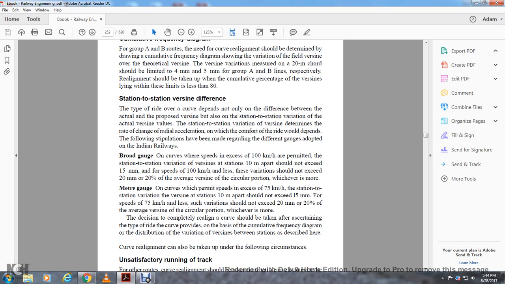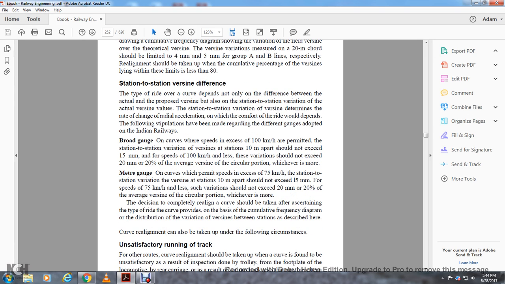Broad gauge: on curves where speeds exceed 100 kilometers an hour, the permitted station to station variation of versines, with stations 10 meters apart, should not exceed 15 millimeters. For speeds below 100 kilometers an hour, the variation should not exceed 20 millimeters or 20% of the average versine, or the circular portion, whichever is more.